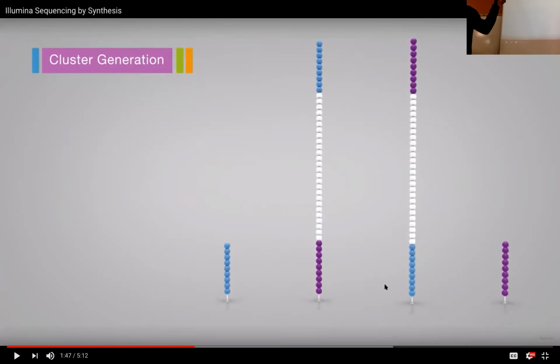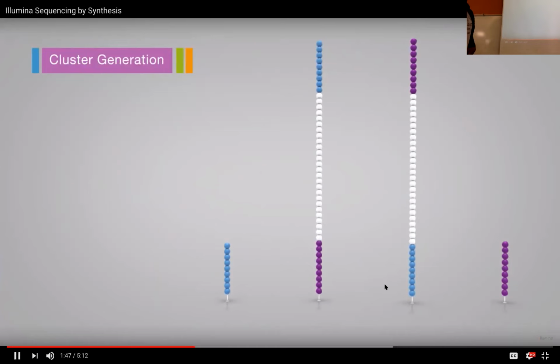So who knows what those two strands are? The sense strand and the antisense strand. So if you're trying to sequence from the left side, you go with the blue one. If you're trying to sequence from the right side, you go with the purple one, right? But you'll do one at a time, right?